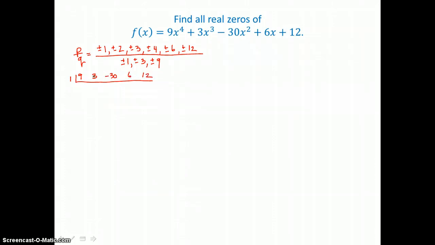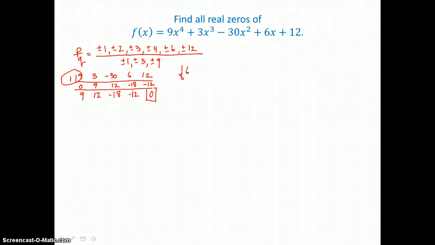Every degree is represented: 4, 3, 2, 1, 0. So we're ready to divide synthetically. I'll add this first column and multiply 1 times 9. I'll add and get 12 and multiply 1 times 12. I'll add here and get negative 18 and multiply, get negative 18. And when I add, I get negative 12. And when I multiply 1 times negative 12, I get negative 12, and adding, I get 0. So I got a remainder of 0 already, which means I found the first 0 of this function.